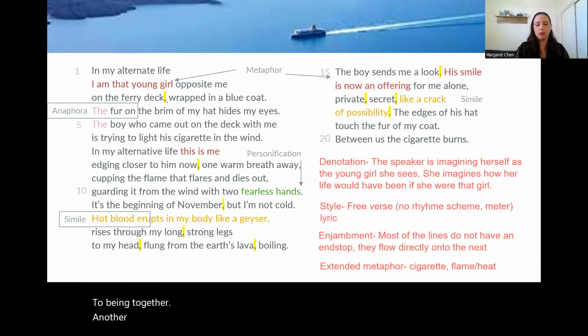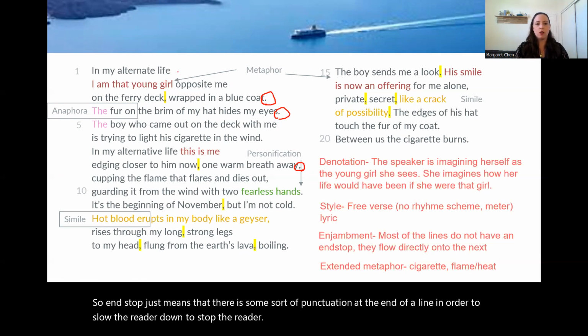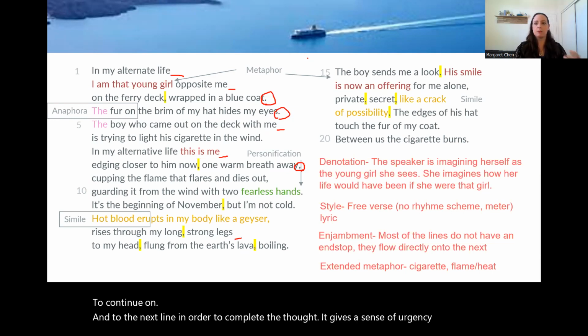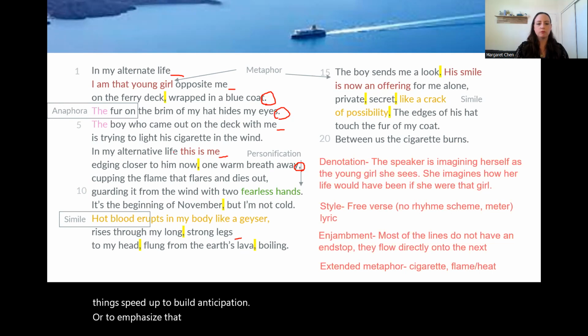Another thing that I want you to be able to look at is the end stop versus enjambment. So end stop just means that there is some sort of punctuation at the end of a line in order to slow the reader down, to stop the reader. Versus enjambment, there is nothing there. So it forces the reader to continue on to the next line in order to complete the thought. It gives a sense of urgency. It can make things speed up to build anticipation or to emphasize that particular theme.